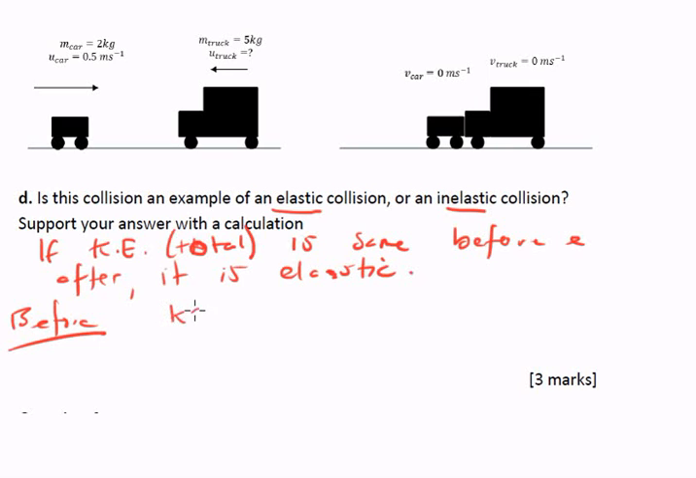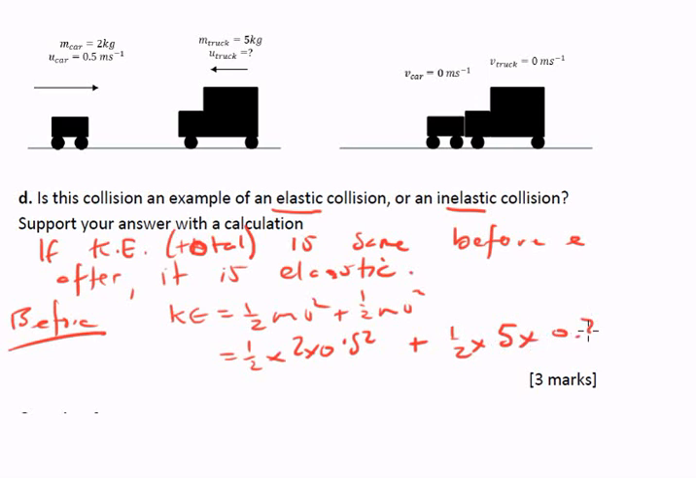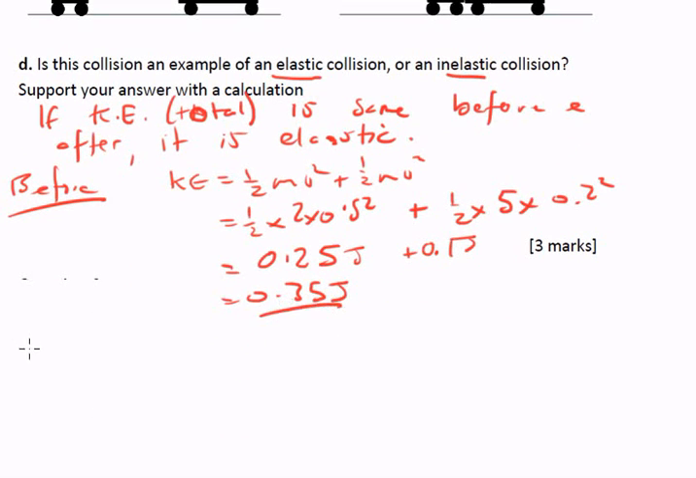Before, so kinetic energy equals half mv squared of that one plus a half mv squared of the other one, which equals a half times 2 times 0.5 squared plus a half times 5 times 0.2 squared, which gives me 0.25 plus 0.1 joules, which equals 0.35 joules. That was before. Now what about after?